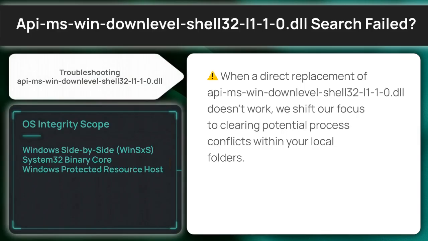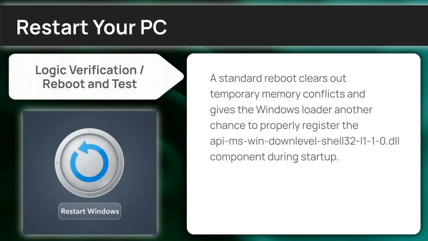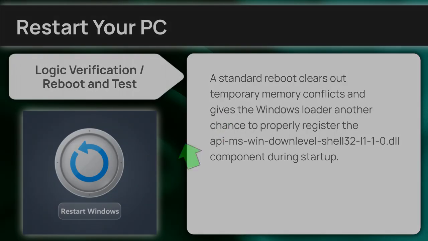handles current session configurations. A quick reboot can determine if the error is transient. While it won't fix a deleted file, it can re-establish the connection between your software and the Downlevel Shell32 file if the path was temporarily busy.